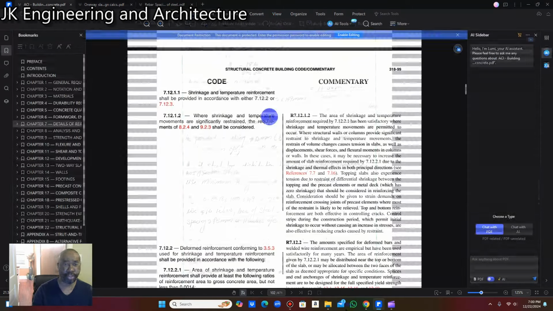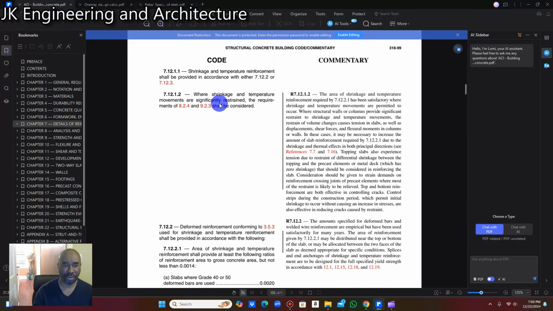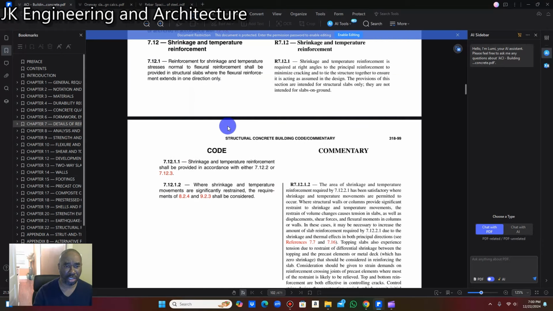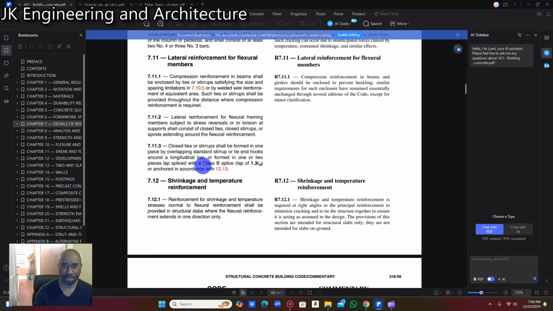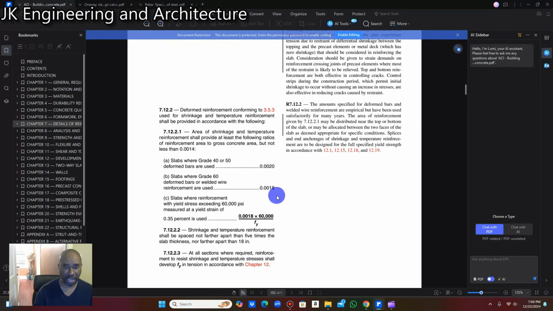So let me show you where I get that 0.018 from. We are talking about temperature and shrinkage. Shrinkage and temperature reinforcement shall be taken in accordance with 7.12.2 or 7.12.3. So this is it, folks. This is where I get the 0.018 from for our minimum reinforcement.